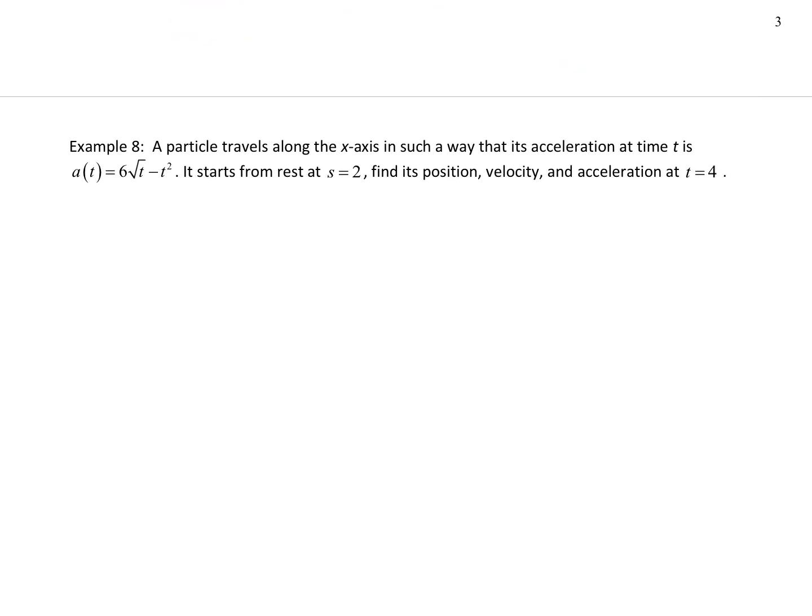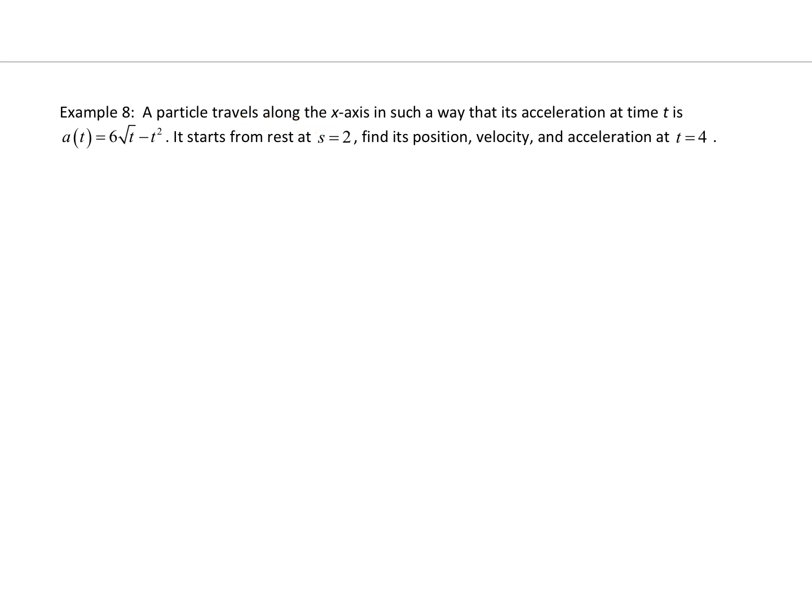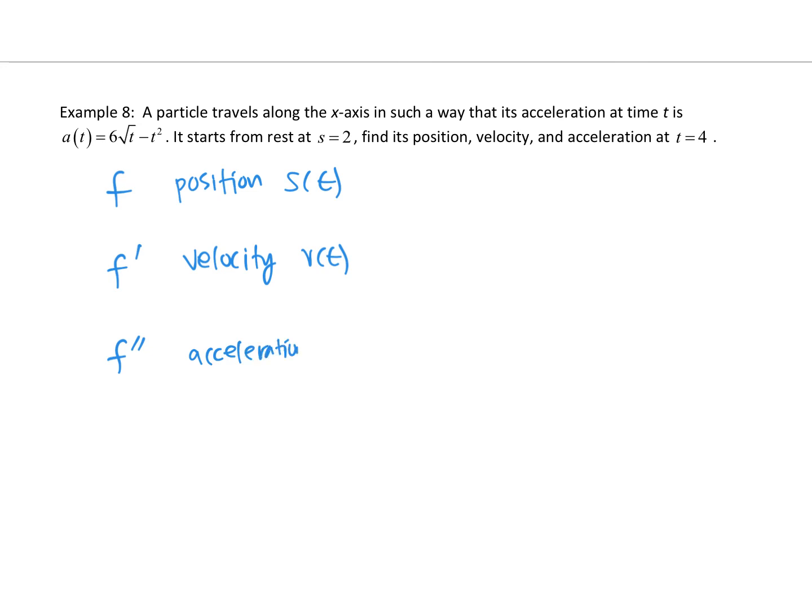For example 8, it says a particle is traveling along the x-axis in a way that the acceleration is this. Find the velocity and the position. It's the same thing in terms of motion, velocity and acceleration. You can interpret f as the position, s of t, this as the velocity, v of t, and then the acceleration as a of t.